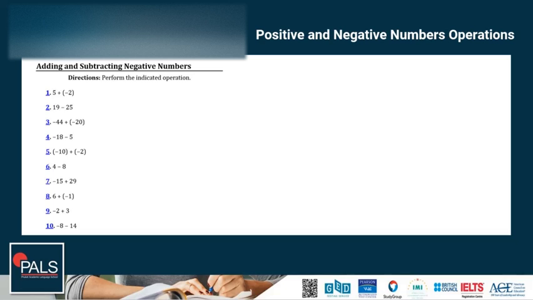Okay, number 1, 5 plus negative 2. The answer is 3. Number 2, 19 minus 25. The answer is negative 6. Number 3, negative 44 plus negative 20. The answer is negative 64. Number 4, negative 18 minus 5. The answer is negative 23.